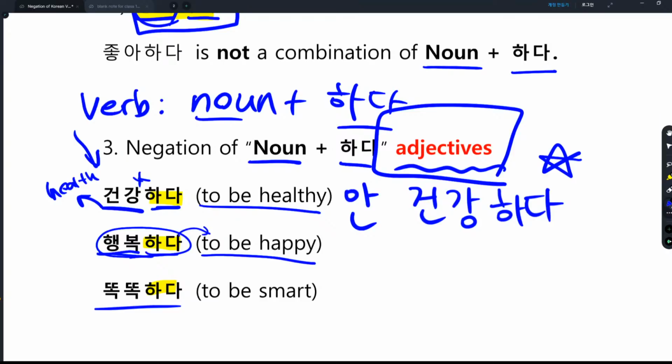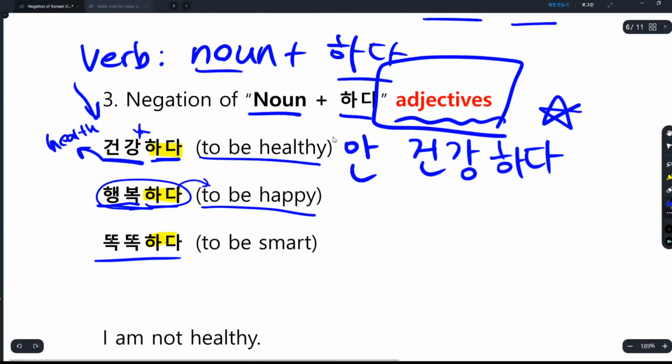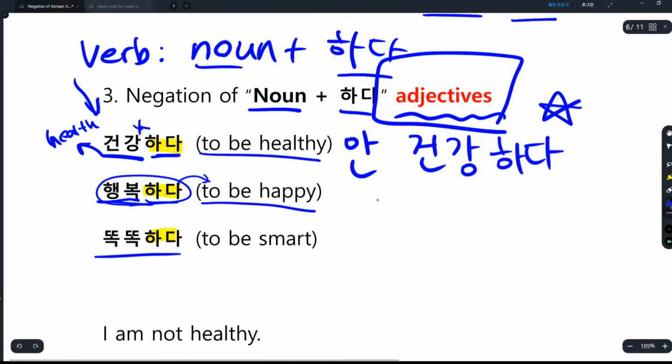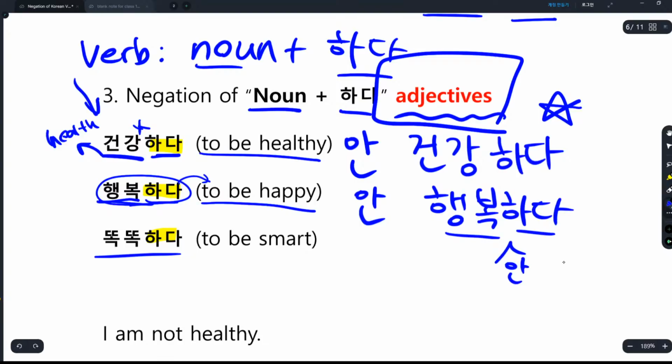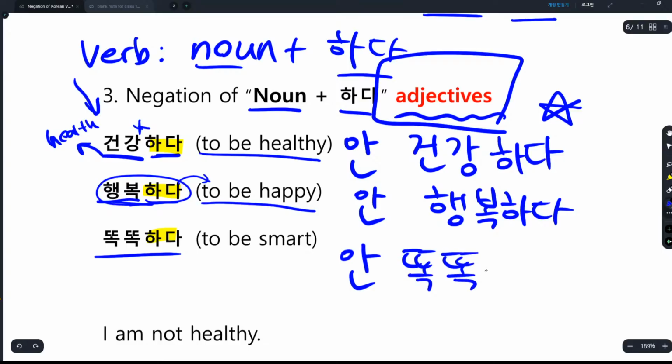It would be 안 건강하다. And to not be happy would be just 안 행복하다. And it wouldn't be 행복 안 하다. It wouldn't work that way because this is not a verb. This is an adjective, guys. When it's an adjective, you cannot separate a noun and a verb when you're negating it. So it would be 안 건강하다, 안 행복하다. And 똑똑하다, to not be smart, would be 안 똑똑하다 and not 똑똑 안 하다.